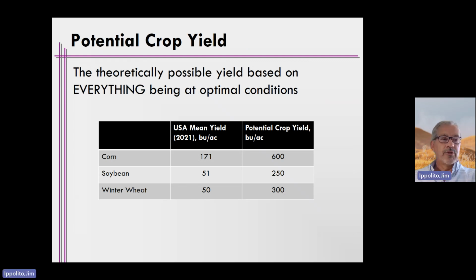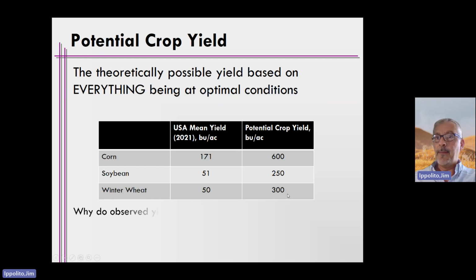So let's talk about potential crop yield, because we've just talked about crops. The theoretical possible yield based on everything being optimal in a condition is listed here, for corn, soybean, and winter wheat. So this is pretty current. The mean yield 2 years ago for corn, soybean, and winter wheat was 171, 51, and 50 bushels per acre. The potential crop yield, however, is about 600, 250, and 300 bushels per acre for each one of these crops, respectively.